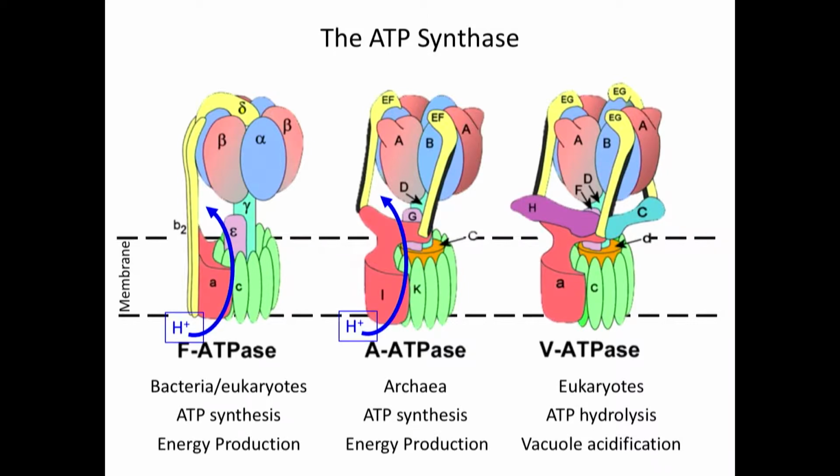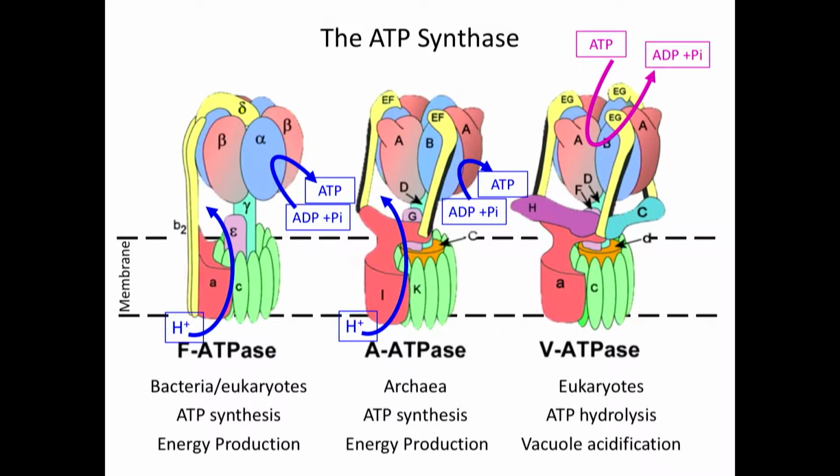Now, the F and the A-type generate ATP. What they use is the energy of the electrochemical gradient of protons to drive the synthesis of ATP from the breakdown products, ADP and inorganic phosphate. And the phi-type is very similar, but it works in reverse, in that it hydrolyzes ATP to make ADP. In doing this, it pumps protons into the vacuole, which acidifies it, which breaks down all the nasty stuff in the cells we never want anymore.